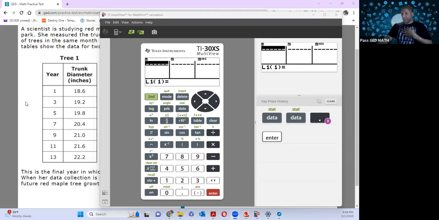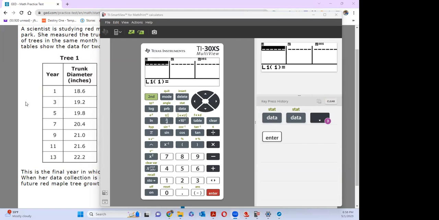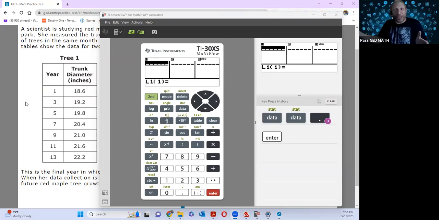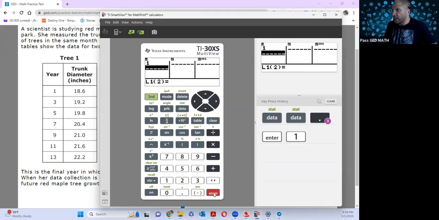Remember, I told you 30 seconds, right? Now, I'm talking through it, so it's really going to take about 45 seconds. But if I was doing this without talking through it, it'd take me 30 seconds. Watch this. I'm going to put my X's in the first column. I'm going to hit 1, press enter, press 3, press enter.